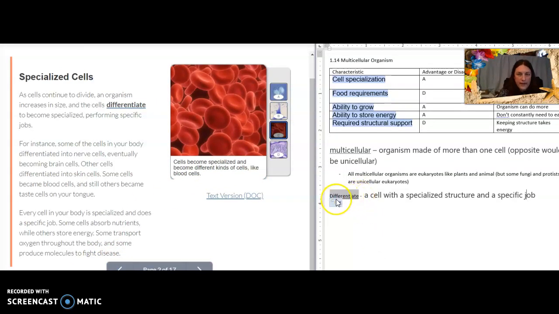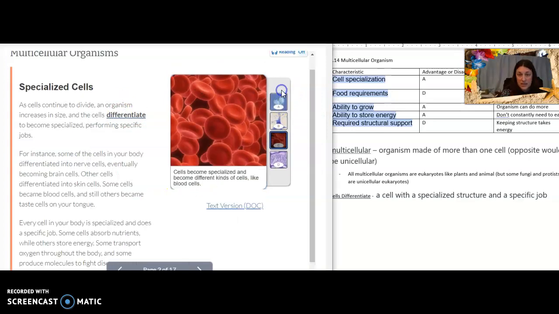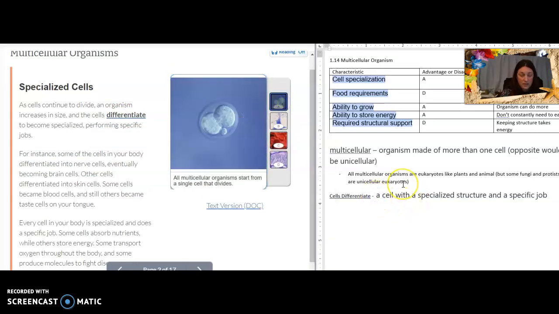So after reading all of that, I feel like I want to update our definition, and that's okay. That happens when you take notes, that you want to maybe add a little bit to it. So I would say cells differentiate. And then maybe I'd even add the rest of it now that we talked a little bit more about what it does. The fact that it starts out as a simple unspecialized cell, like in picture A. So those are usually our stem cells. That's what they're called. But you could say cells develop or change into a cell with a specialized structure and specific job.